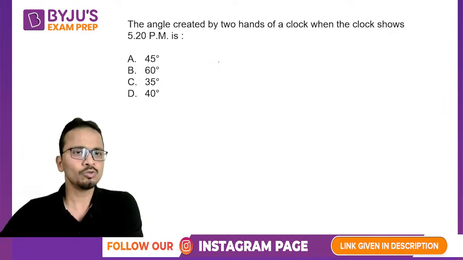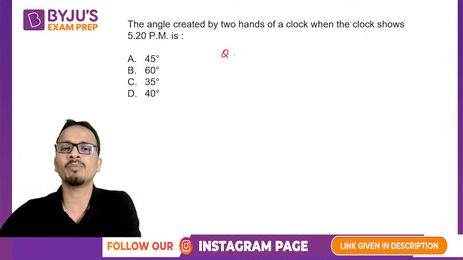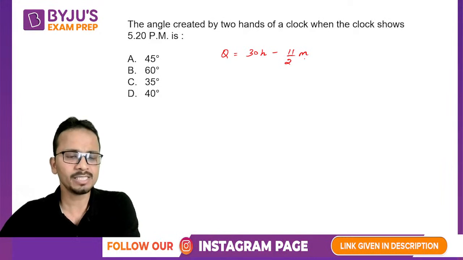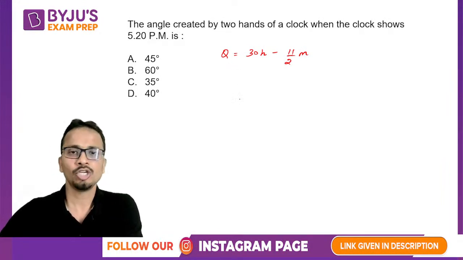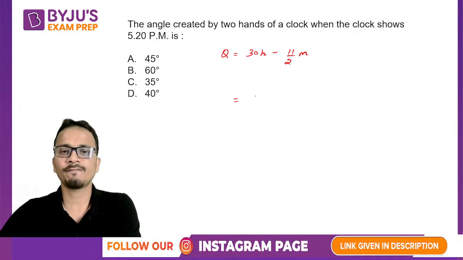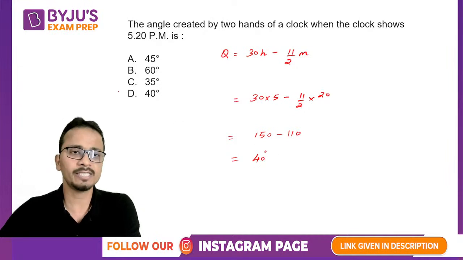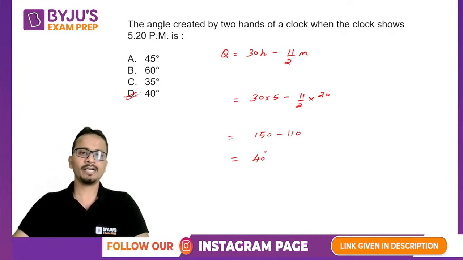Now to get the answer for this question, you can use a direct formula, which is theta is equal to 30h minus 11 by 2m, where h is hours, m is minutes and theta is the angle. The value of h here is 5. So 30 into 5 minus 11 by 2 into minutes, which is 20. Solve this: 150 minus 110, and the final answer will be 40 degrees. The correct answer is option D.